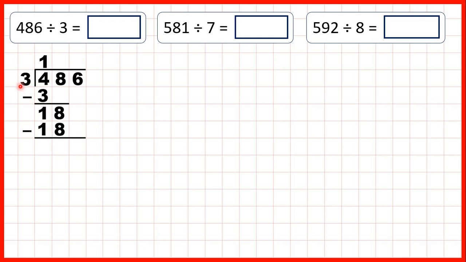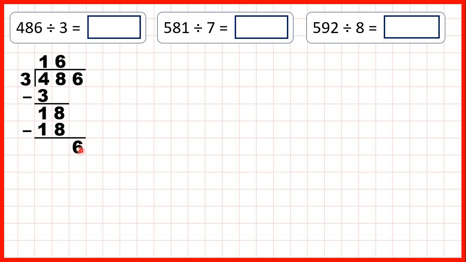Well, 18 is in the 3 times table, and because 18 is 6 times 3, we write 6 in our answer line. Now, again, we subtract and bring down our last digit. But 18 minus 18 is 0, so here all we need to do is bring down the 6, so we have 6 divided by 3.